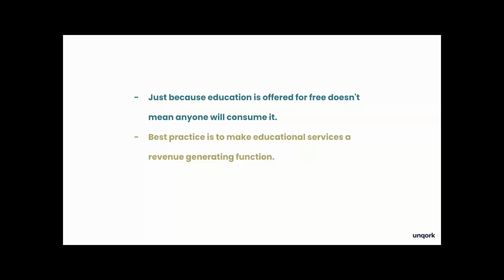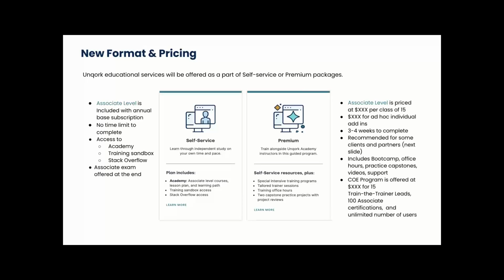So let's talk a little bit about pricing. As of now, we basically offer educational services as a 2-prong offer. One of them is self-service, and another one is premium. Why do we do 2 different models? It's very simple. We do see education as an avenue for product adoption. So we never want to introduce a barrier so large where users will be discouraged from consuming.